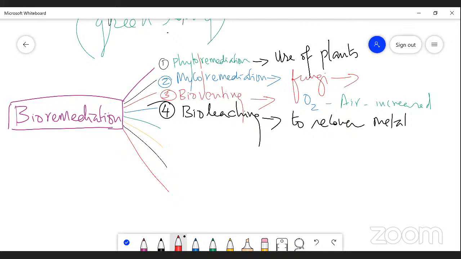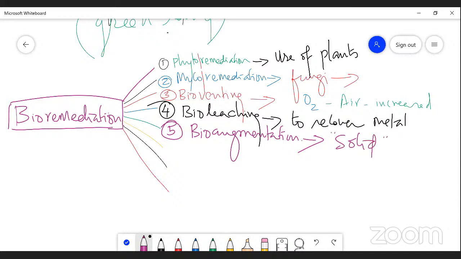Now, one more thing is bioaugmentation. It is a very interesting area, my dear students. I'm talking about the fifth one, bioaugmentation. Bioaugmentation is a process by which solid substances or other unwanted heavy metals are also removed. So bioaugmentation is a process by which the unwanted substances are degraded. Simply, I can say it is a process by which the degradation process is sped up. Bioaugmentation is a process to speed up degradation.